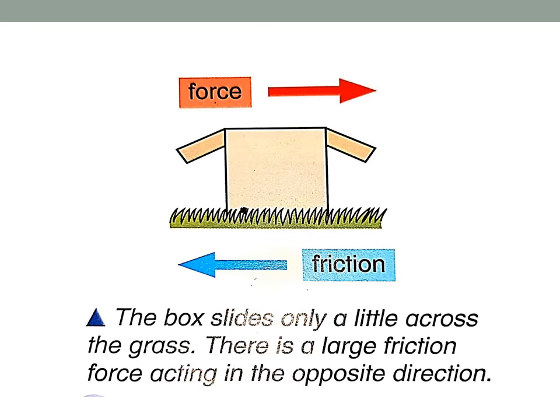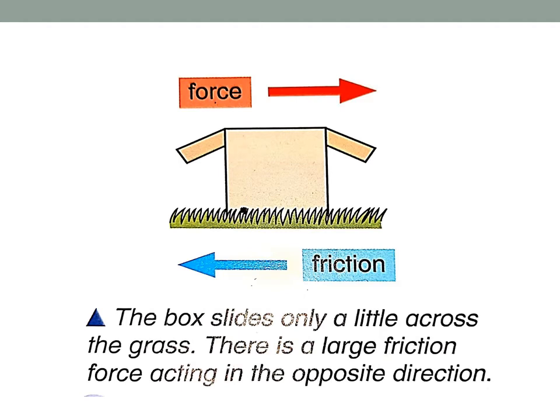So now I'm going to put it on the grass. What do you think? Is the grass a rough or smooth surface? Rough. Okay, so now I'm going to push the box in the same direction of the red arrow, the push force. I think it slides only a little across the grass. Because what? Because there is a large friction force acting in the opposite direction, which stops me or slows down my motion.